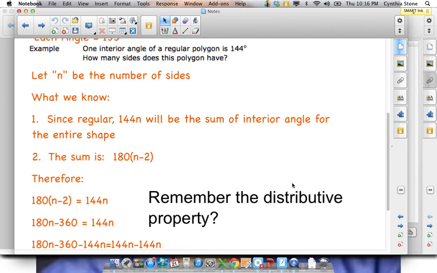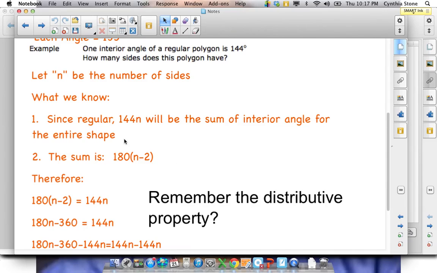So what we know then is, because it's regular, if we want to know the sum of all the angles, it's going to be 144 times n, right? So say it was a 6-sided shape, the sum of the interior angles would be 144 times n, because every single one is 144. And if it's a hexagon, it would be times 6. But we don't know if it's a hexagon. We don't know what it is. We just know it's n.